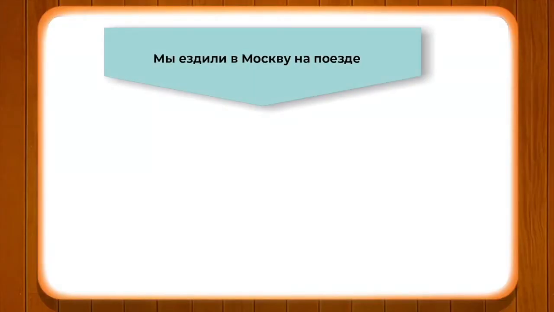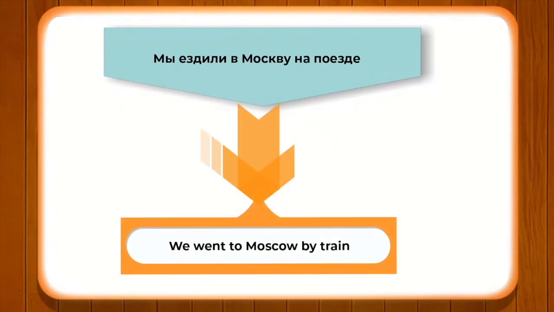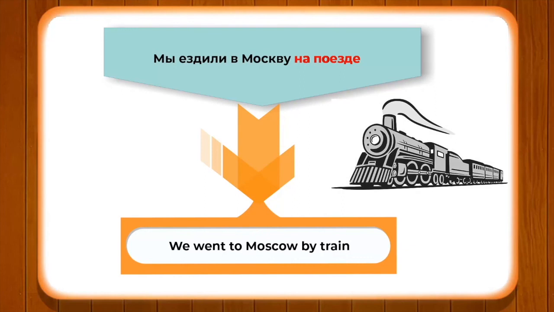So please pay attention to the sentence in order to understand it properly. Мы ездили в Москву на поезде. We went to Moscow by train. So на поезде means by train, by means of. And в поезде мы долго разговаривали. We had a long conversation inside the train. So in the train we used the preposition в. So this is the basic difference.